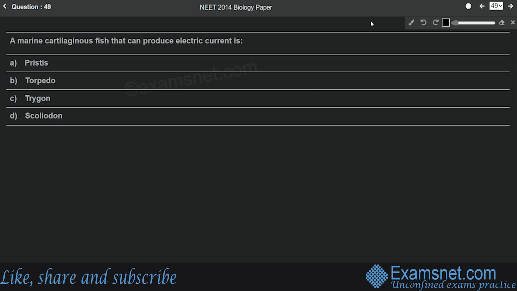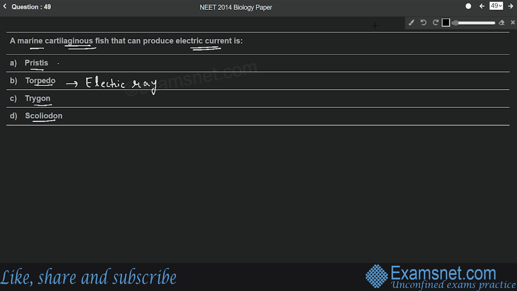Question number 49 is also from the chapter Animal Kingdom, and the question is, a marine cartilaginous fish that can produce electric current is. Options are Pristis, Torpedo, Trigon and Scoliodon. So the correct answer will be option number B, that is torpedo. Okay, it is also known as electric ray, and it can produce the electric current.